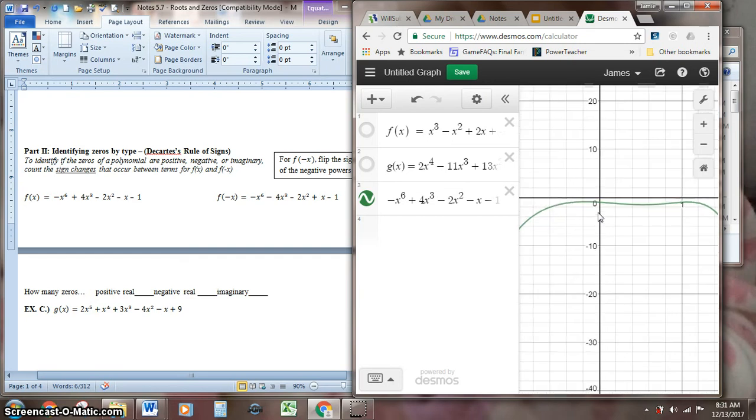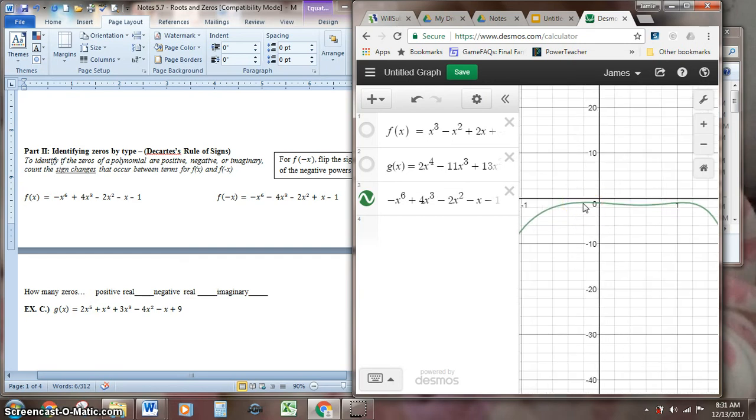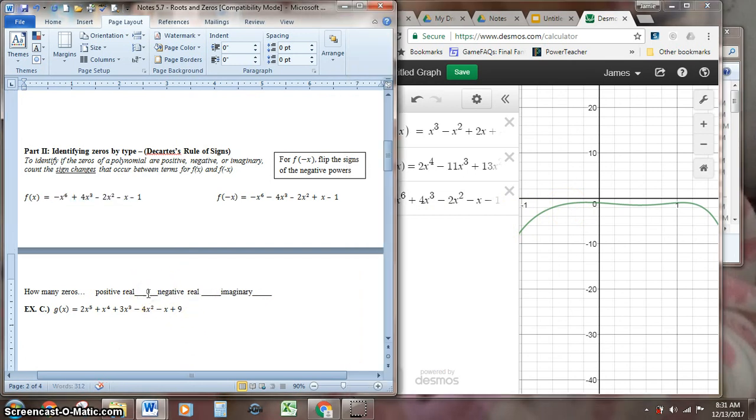Now, it just so happens that with this example, as you can see, there aren't any real roots. This one has no real solutions. So for this one, we would just plug in 0 for positive and 0 for negative. And then since it's a 6th-degree polynomial, there has to be 6 imaginary solutions.